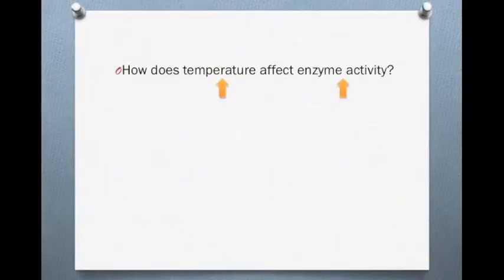Today I have come up with just a simple research question. It says, how does temperature affect enzyme activity? And so I've identified my independent variable and dependent variable. In making a graph, I have to determine which of these, independent or dependent, is going to be my y-axis and which is going to be representing my x-axis.